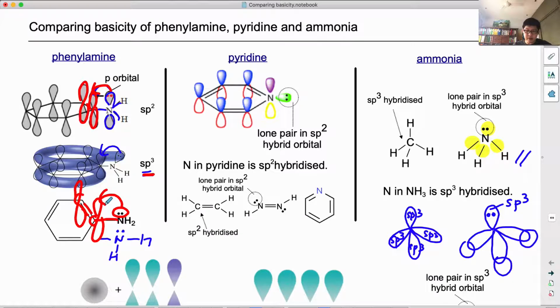Let's look at phenylamine. Normally, when the lone pair can delocalize, we say the lone pair is less available, we will always say less available, for donation or to accept a proton.